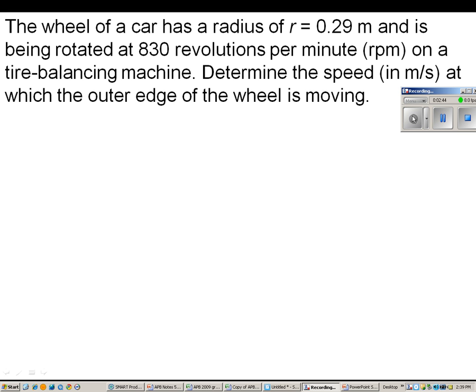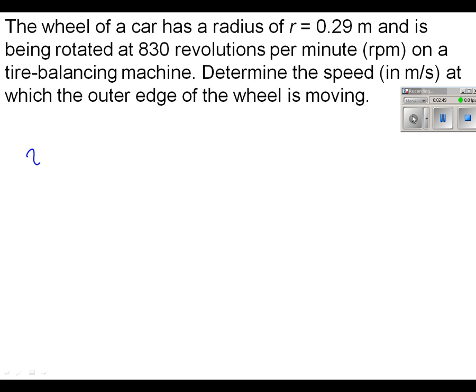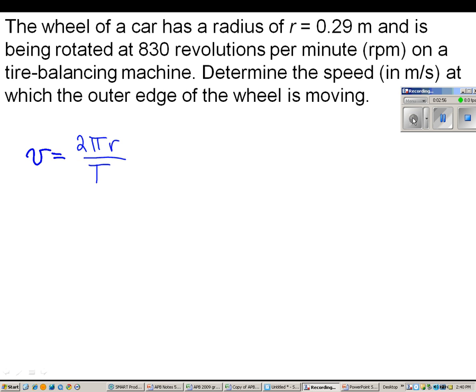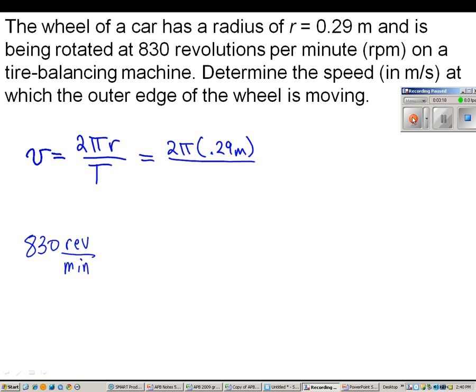We know that when something's moving in a circle, we want to do the distance over time. In this case, it's going to be v equals 2 pi r over the period. Now we know what the radius is. We know it's 0.29 meters, so we can plug that in. But the one thing stopping me from solving this problem is the period, in other words, the time to go once around the circle. The other piece of information we have is this 830 revolutions per minute. I'm going to use that to find the period.